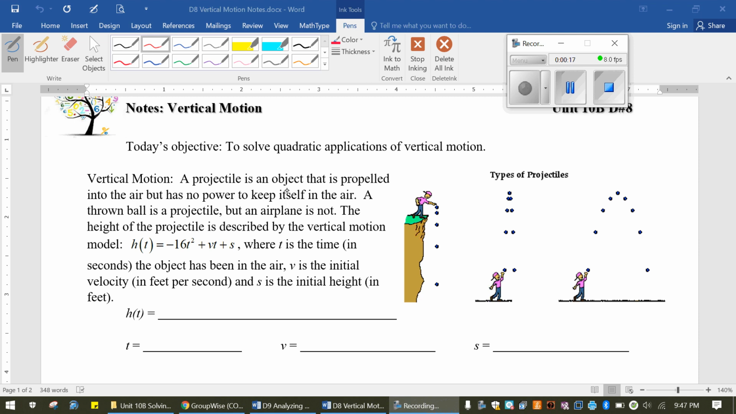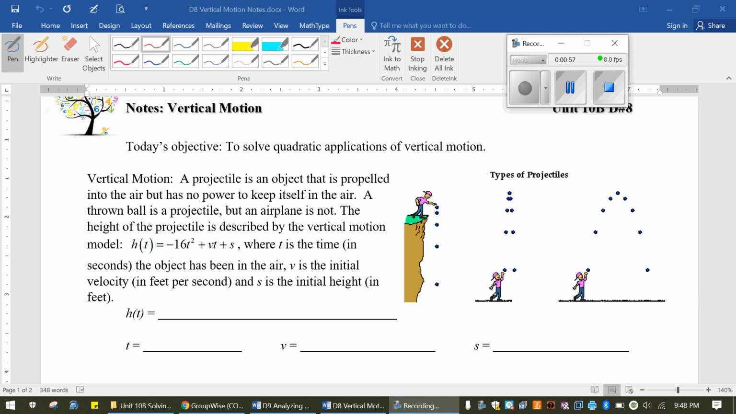A projectile is an object that is propelled into the air but has no power to keep itself in the air. A thrown ball is a projectile, but an airplane is not. An airplane can keep itself in the air, therefore it is not a projectile. You can see here that this person with the hat is dropping a ball, and he's throwing the ball up in the air and then it comes back down, and then tossing it out with a little bit more of a curve here. You can notice these are quadratic graphs, but not this one, because he is dropping it from a certain height instead of standing on the ground.